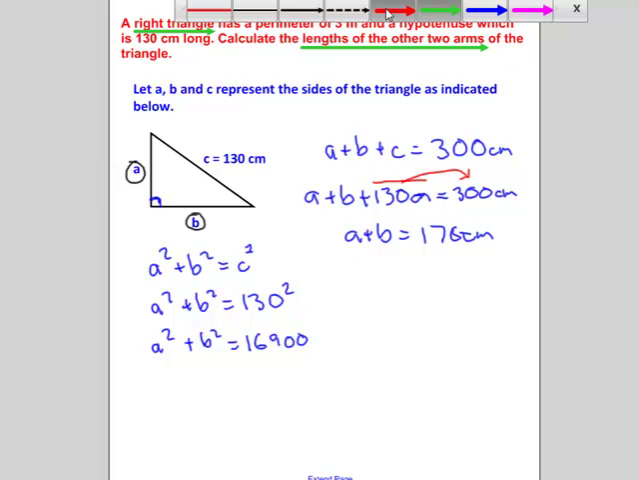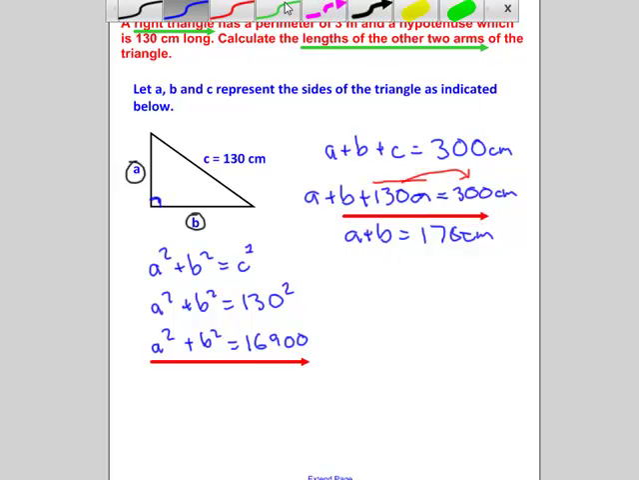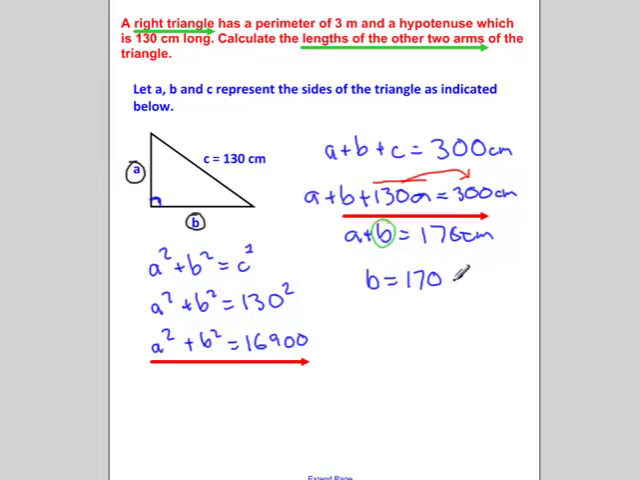Now I'm in a position where I want to be. I have a quadratic, and I also have a term that's going to allow me to solve. This other term here, this A plus B is equal to 170, is going to be what I would call my constraint. I'll solve in my constraint for one of the variables, and it doesn't matter which one I choose. So I'm going to choose to solve for B. I'll solve for B by subtracting A from both sides. And I'll have B is equal to 170 minus A.